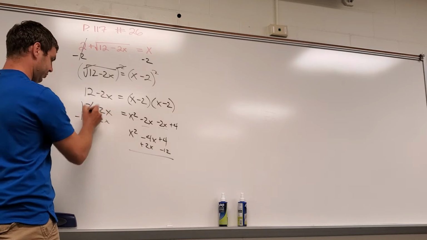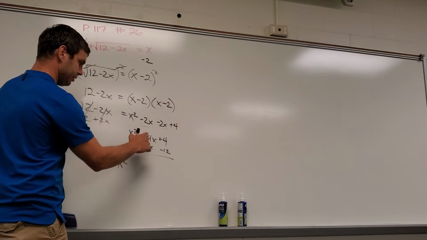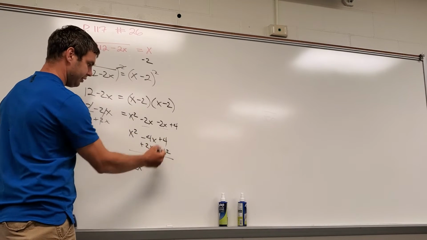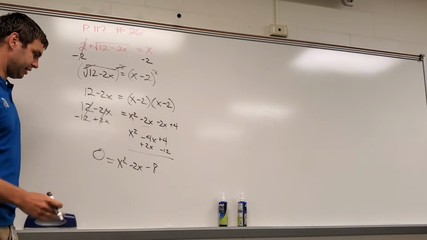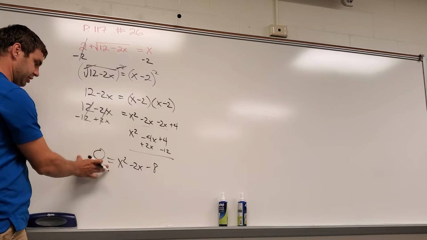Okay, so on this side I'm left with 0. So we have 0 equals x squared, negative 4x plus 2x is negative 2x, 4 minus 12 is negative 8. All right, so then I have x squared minus 2x minus 8 equals 0, or 0 equals that.